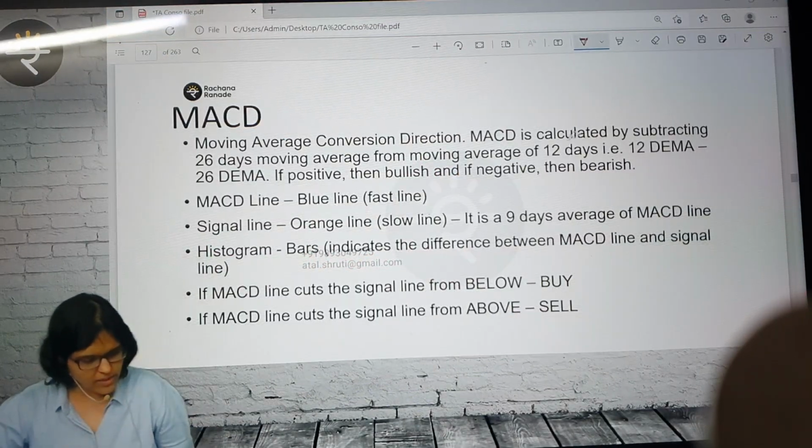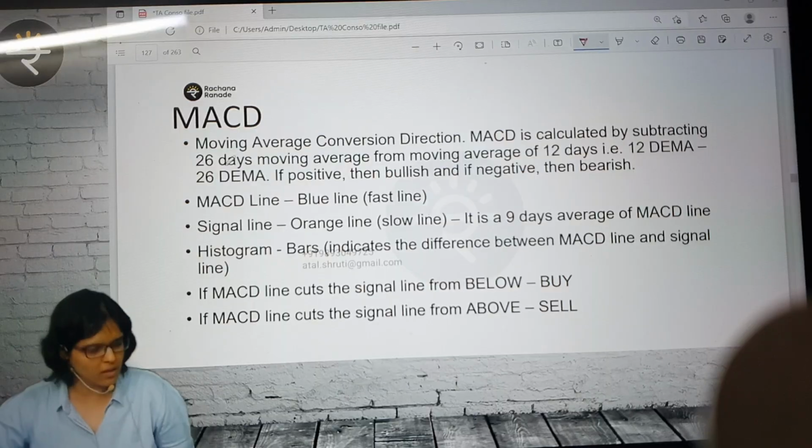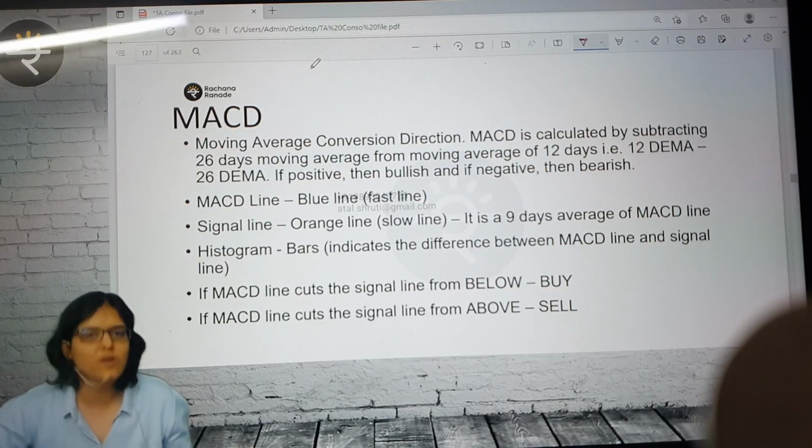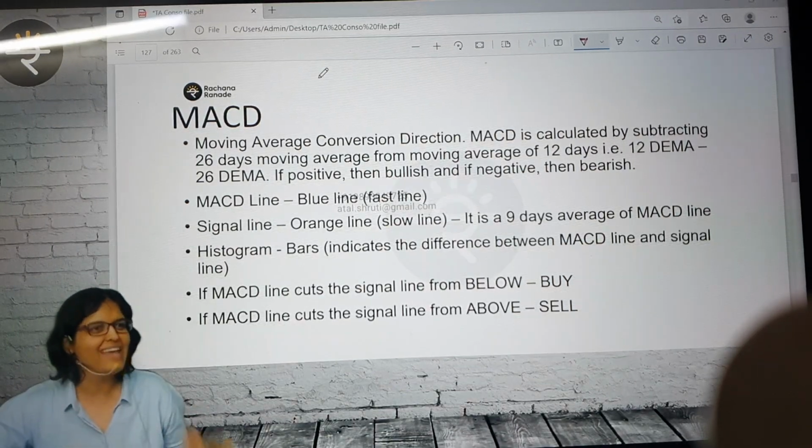Now, in our notes, I'm not sure whether I've given you the calculation of this MACD line. Do you have this? MACD is calculated by subtracting. This is how it is mathematically calculated if you're interested in it. If you want to calculate. If not, I'm directly telling you.